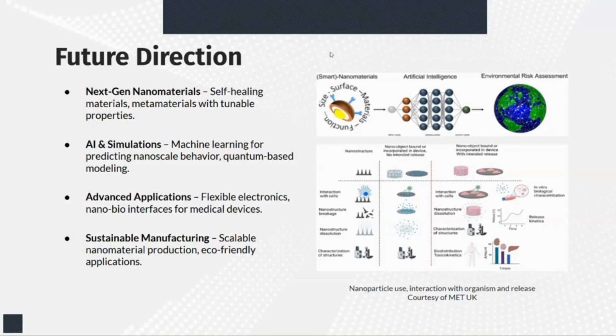At the nanoscale, materials exhibit unique behaviors due to size scale effects, which differ significantly from their bulk counterparts. These phenomena offer immense potential for innovation across industries, and I'll be talking about how it affects next-generation materials, AI simulations, and eco-friendly applications.